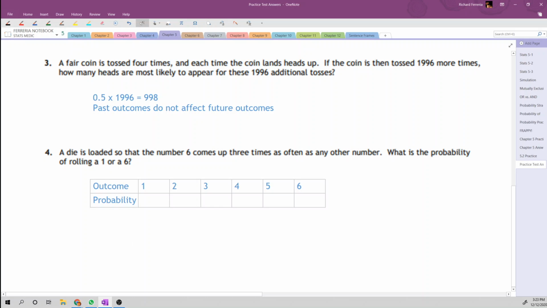Now, we don't know the probability of any of these, but we do know that they all have to add up to 1. So what we're going to do is say the probability of each of these is the unknown number x, because they are the same. However, the outcome for 6 has to come up 3 times as much as all the other numbers. So 6 gets triple the probability of all of the other outcomes.